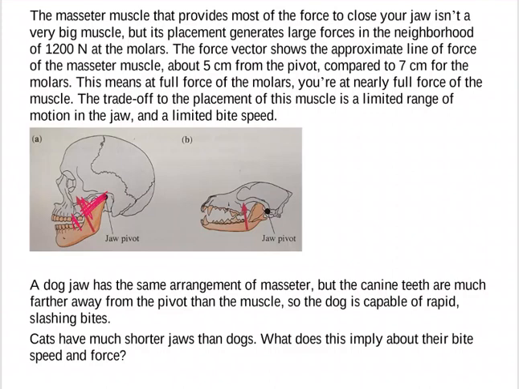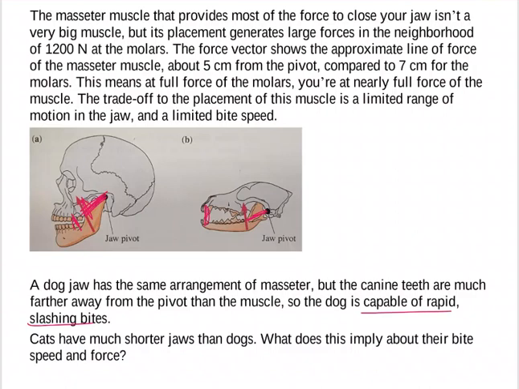That means at full force of the molars, you're at nearly full force of the muscle. Humans don't have that big of a difference in distance, so we're not getting a whole lot of mechanical advantage from the masseter. The trade-off is that the placement of this muscle limits the range of motion of the jaw and bite speed. The dog jaw has the same arrangement of the masseter, but the canine teeth are much farther away, so they're getting a huge mechanical advantage. The dog is capable of rapid slashing bites because of the arrangement of the muscle to the teeth.